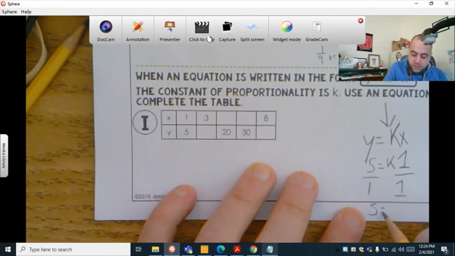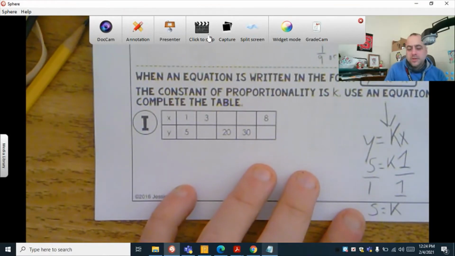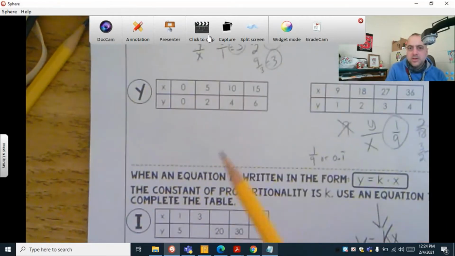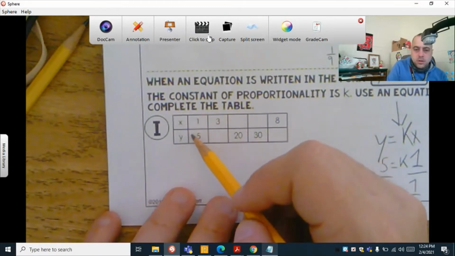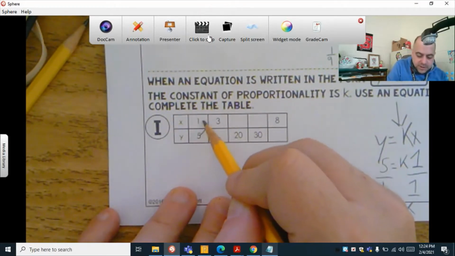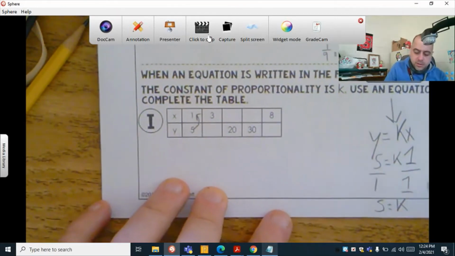5 equals k. Now that's how you do it. It can look really confusing. Just remember, guys, it's a table, right? Like we did these. You take the y value and divide it by the x. What's 5 divided by 1?